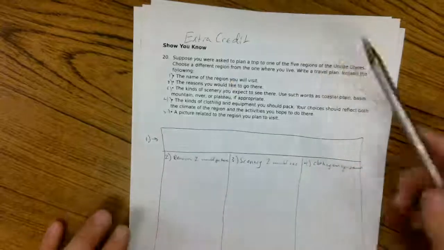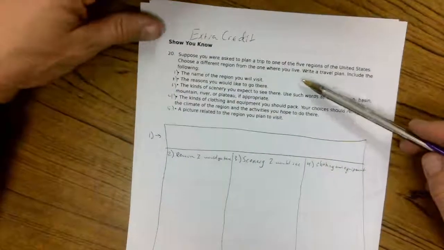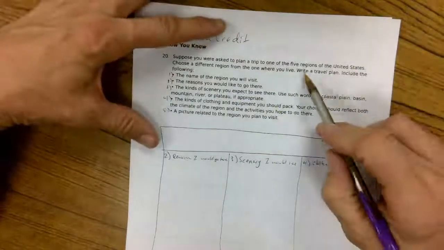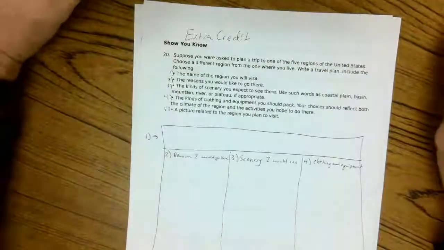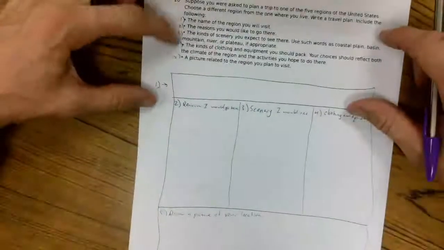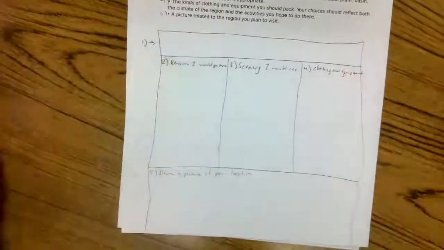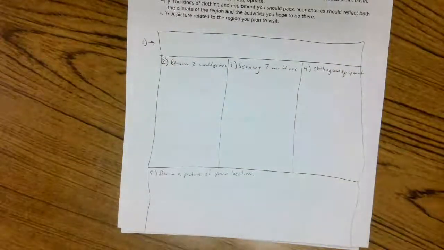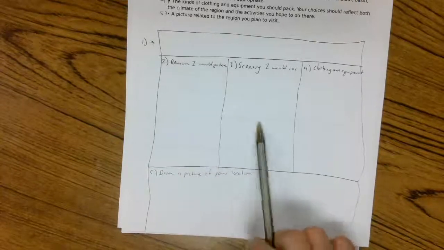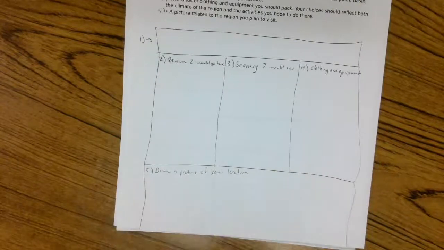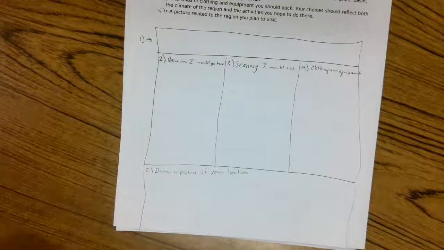Choose a different region from the one that you live in. So they don't want you to pick the Midwest, but I don't care. You can if you want. Write a travel plan, including the following. Each one of these I put a number in front of so that you don't miss any. And then I put a number down here on how to organize it. This is called a graphic organizer, and it's called a trifold. So you'd have three little things here, tri meaning three. And then you're going to have your beautiful picture and your title.